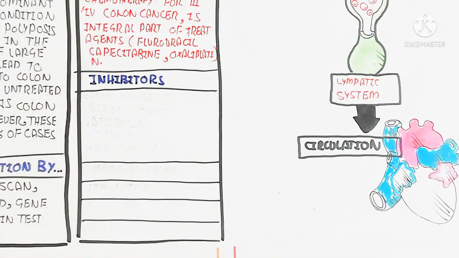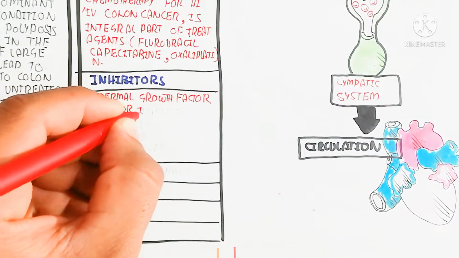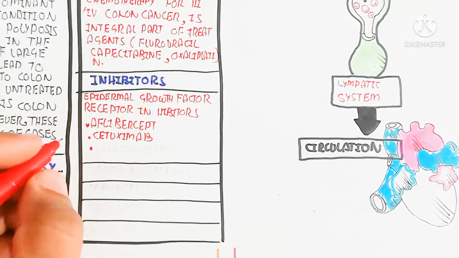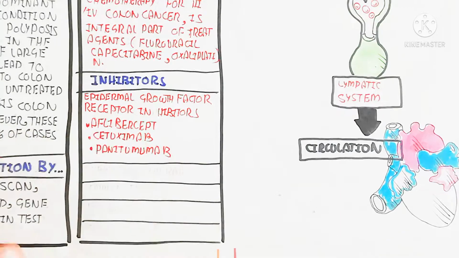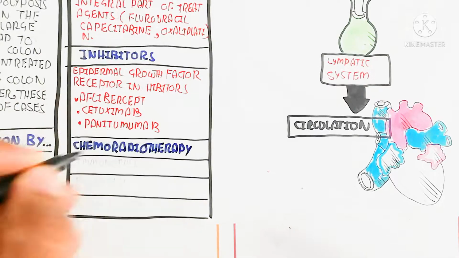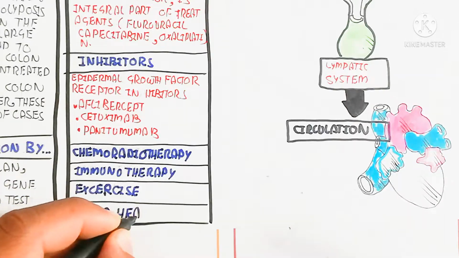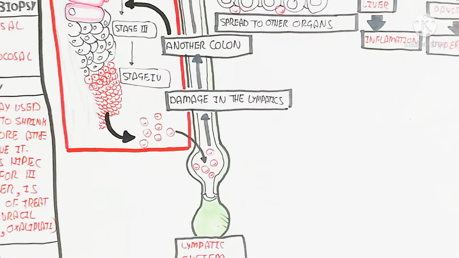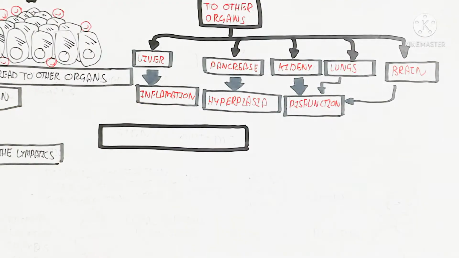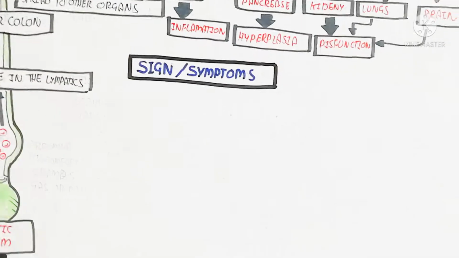oxaliplatin. The inhibitors we can use for inhibition of proliferation are epidermal growth factor receptor inhibitors and aflibercept and cetuximab and panitumumab, which is used, and chemoradiotherapy as well as immune therapy and exercise and good health and food. Normal food is important for the treatment part.